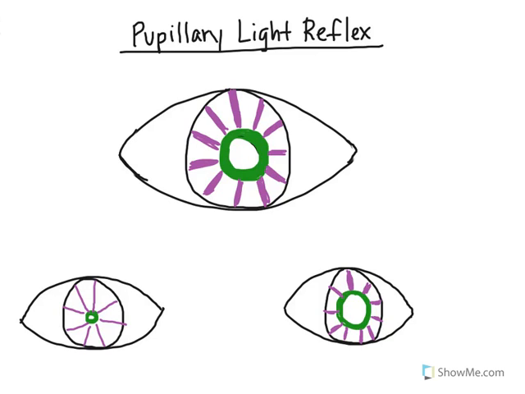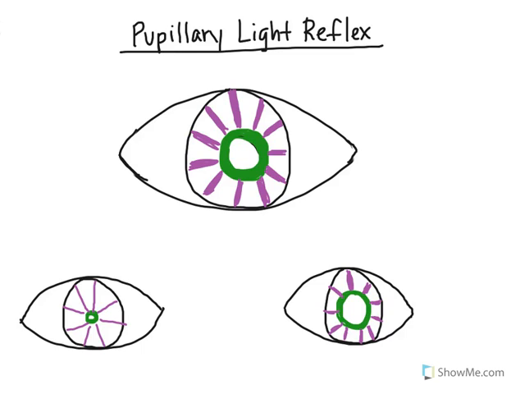The pupillary light reflex is a great example of how the parasympathetic and sympathetic divisions of the autonomic nervous system interact. What I've drawn here is an eyeball, which I'm just now realizing has an awfully close resemblance to the Eye of Sauron, for all you Lord of the Rings fans out there.